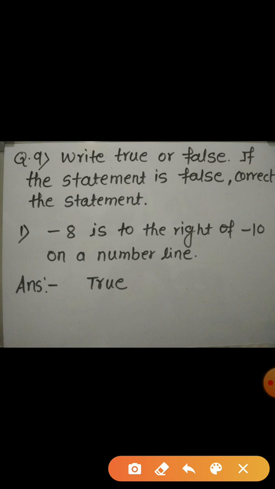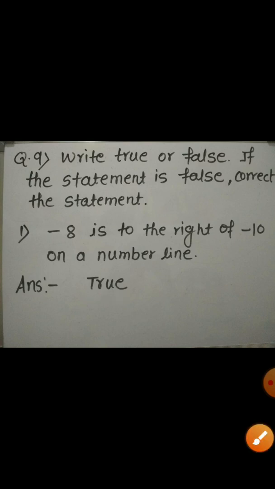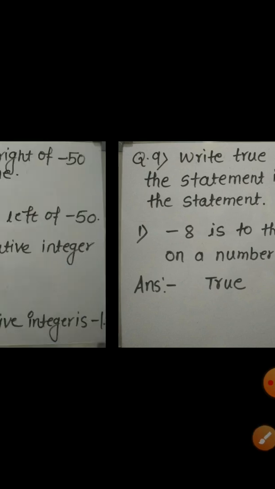Now let's see question number 9. Here you are asked to write down true or false. If the statement is false, then correct the statement. Now see the first statement. Minus 8 is to the right of minus 10 on a number line. You have to write down whether it is true or false. Minus 8 is to the right of minus 10. Yes, it is true. If the statement is true, then there is no need to correct it.